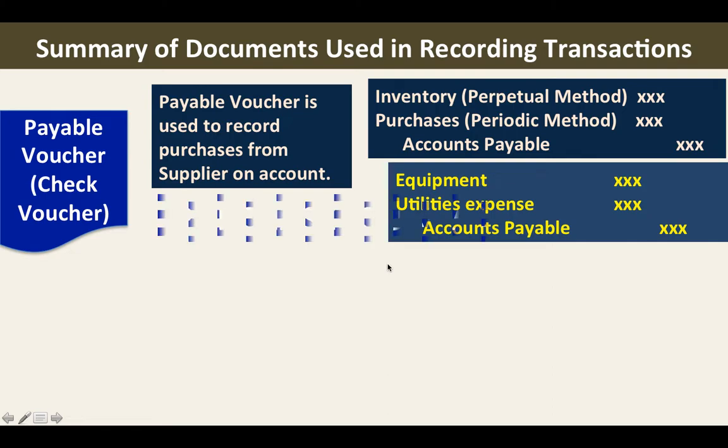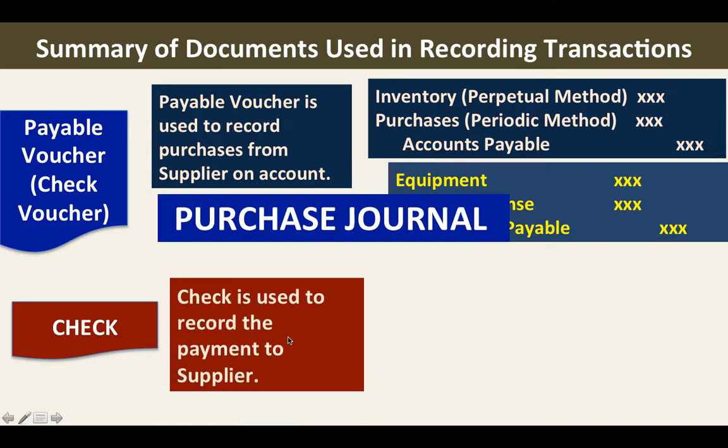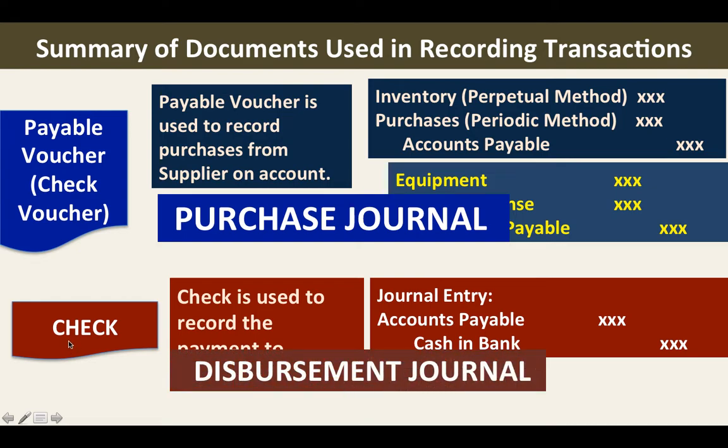And all of this, the payable voucher will be recorded in the purchase journal. The check is used to record payment to supplier, and the entry for the check is the payment of the accounts payable and credit cash in bank. And this check is recorded in the disbursement journal.